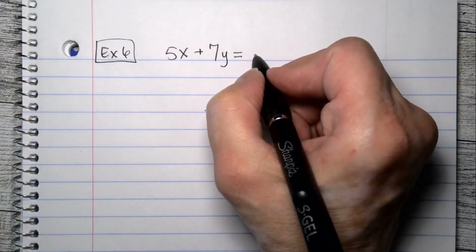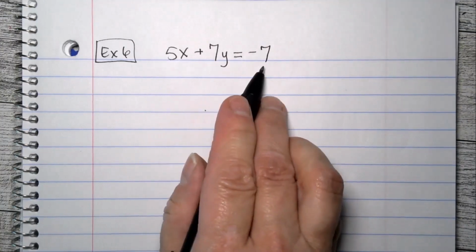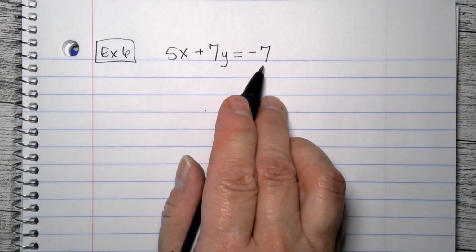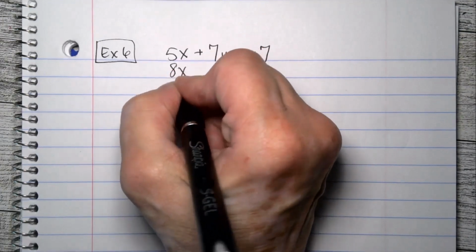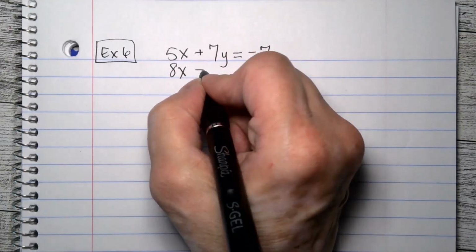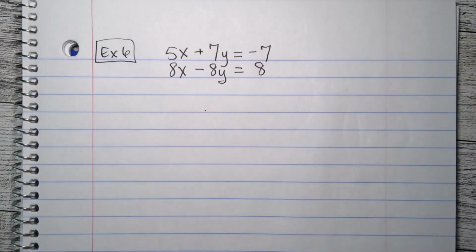Okay, so our first equation is 5x plus 7y equals -7. And the next equation is 8x minus 8y equals 8. These are my least favorite. And I don't think you're going to like them either, but, you know, it's going to happen. We got to be able to deal with them.